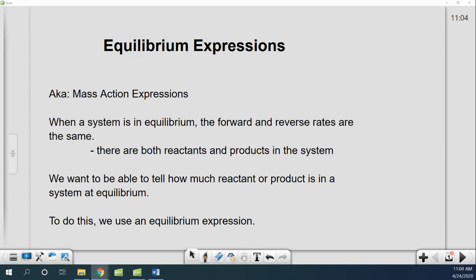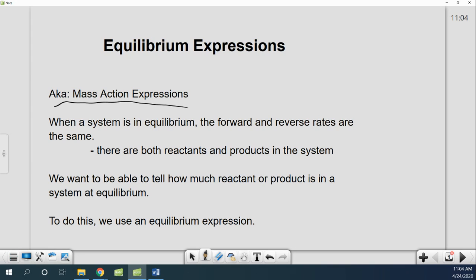So equilibrium expressions, also known as mass action expressions. I'll be calling them equilibrium expressions for, well, this entire unit. But if you do hear the term mass action expression, it means the same thing. I haven't heard that used very often. Maybe it's like a British thing or something, but just be aware of it.